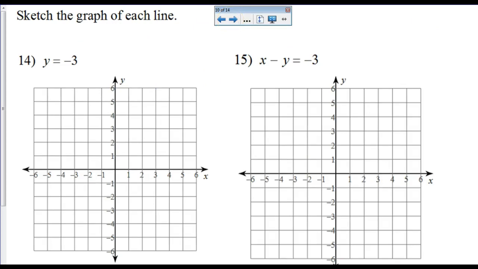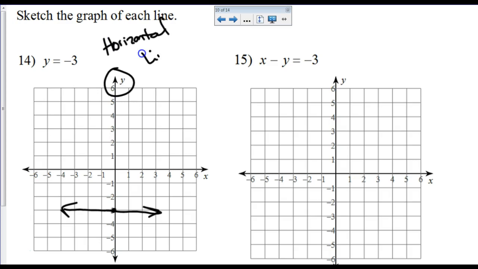So y equals negative 3, that's one of those specialty lines again. There is no x component there, so there's not going to be a slope. So y equals negative 3. On the y-axis, I go down to negative 3 and I draw a line through it, and hello, we end up with a horizontal line.